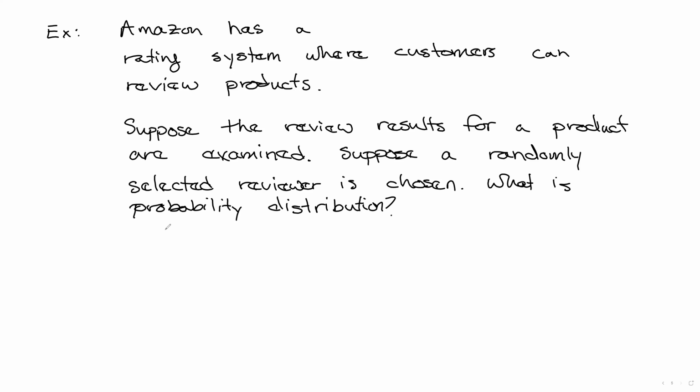The Amazon system, I don't think that they have half stars. I think that they only have full stars. And so this is definitely discrete data. There is not an infinite number of possibilities. You can't give products a 4.57643 review. You can only give 1, 2, 3, 4, 5.